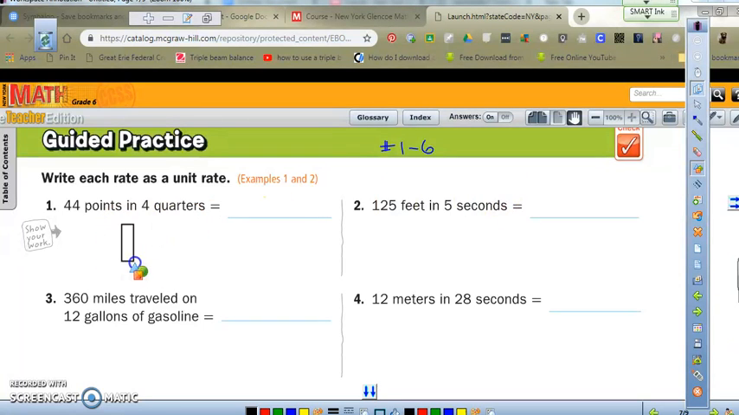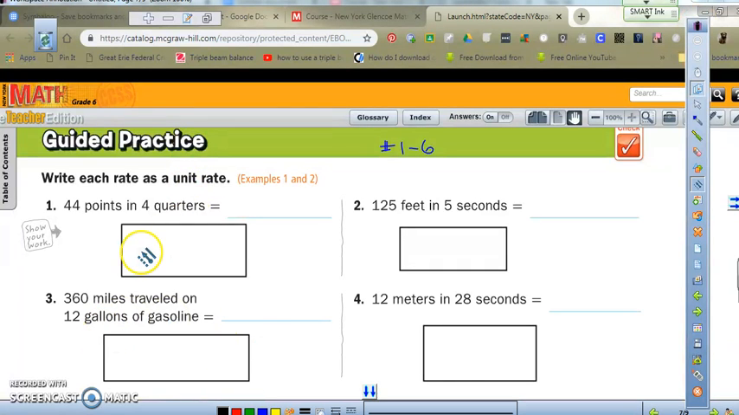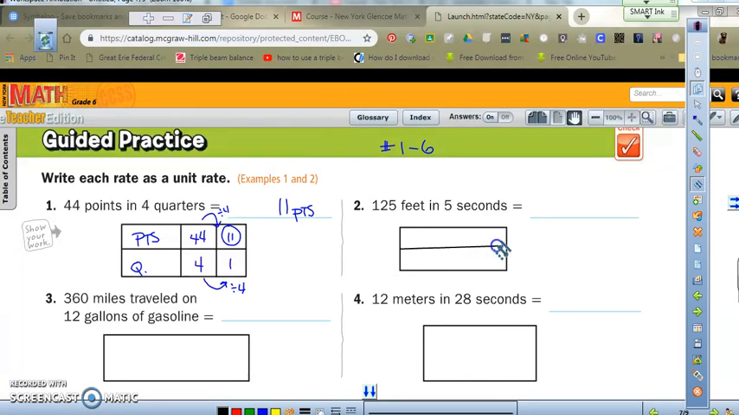Okay, so I'm going to draw ratio tables for all of these. The first one is talking about points and quarters. So points, quarters. I'm just going to put a Q because of time. 44 points, 4 quarters. I want a denominator of 1. So divide by 4, and I get 11. So 11 points.